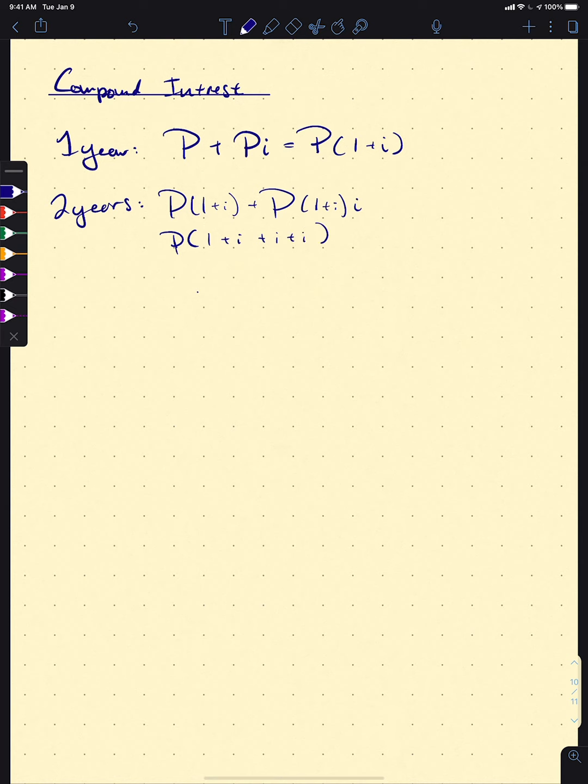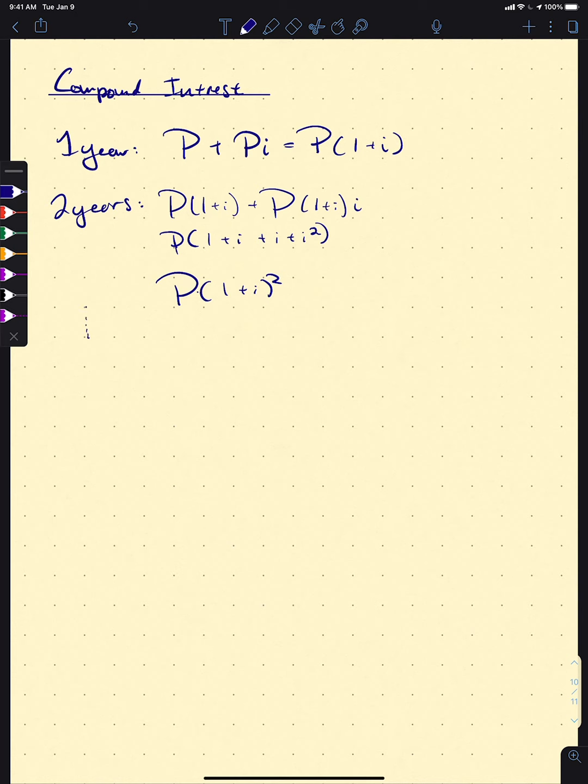plus I squared, where this I is not the imaginary number, so we're not doing any sort of I squared equals -1. But if you notice, this is the formula for the square of I plus 1. So you get p times 1 plus I squared. After 3 years, you have 1 plus I cubed. After 4 years, you have 1 plus I to the 4th.